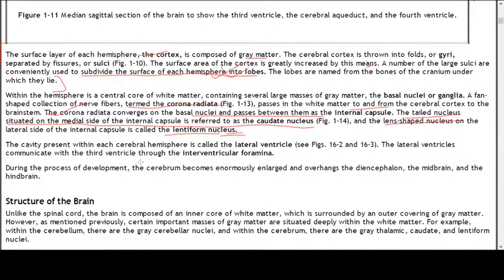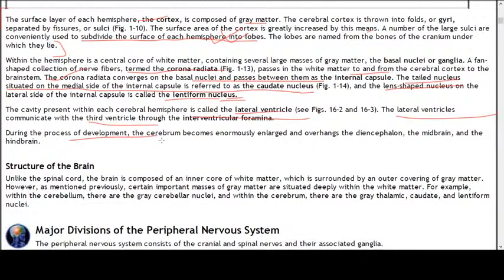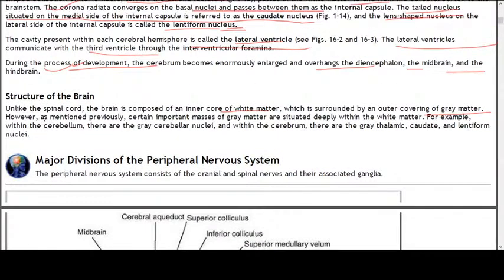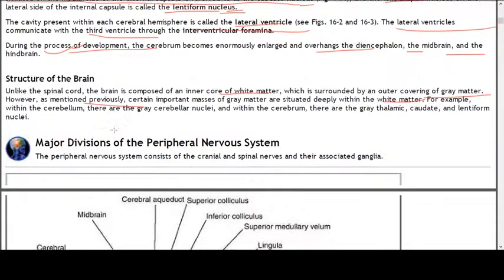The cavity present within each cerebral hemisphere is called the lateral ventricle. The lateral ventricles communicate with the third ventricle through the interventricular foramina. During this development, the cerebrum becomes enormously enlarged and overhangs the diencephalon, the midbrain, and the hindbrain. Unlike the spinal cord, the brain is composed of an inner core of white matter surrounded by an outer covering of gray matter. However, as mentioned previously, certain important masses of gray matter are situated deeply within the white matter. I don't need to go into this.